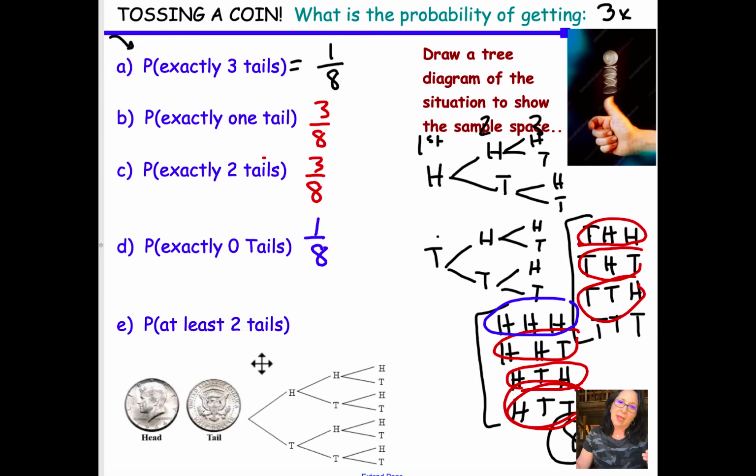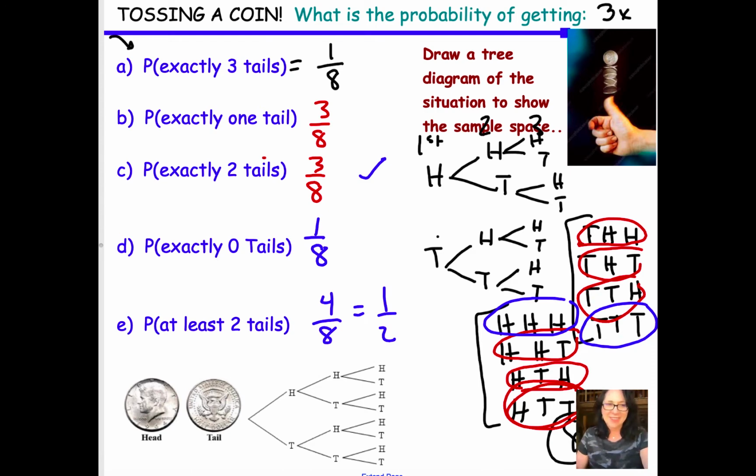Now, the last part says the probability of getting at least 2 tails. So that means I could get 2 tails or more. So, or more would mean 3. So 2 or 3 tails. We already know that the probability of getting 2 tails is 3 out of 8. The only other option is to have 3 tails, which is one possibility. So then it's 3/8 plus 1/8, which is 4/8, or half, 50% chance of getting at least 2 tails.